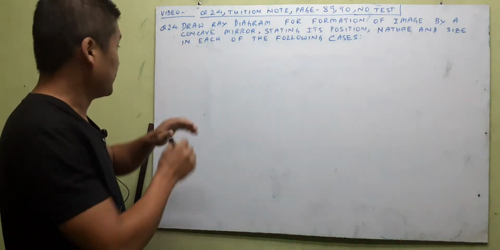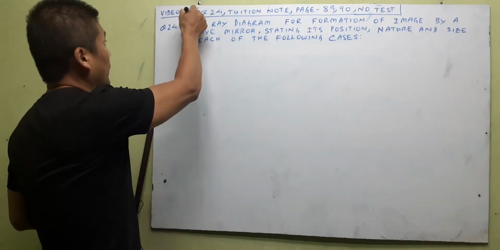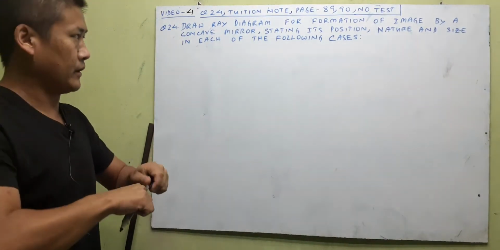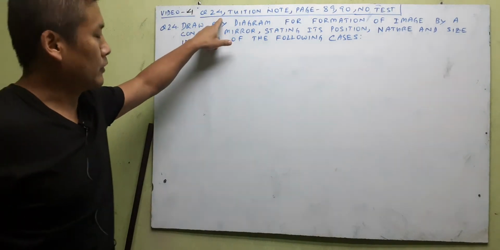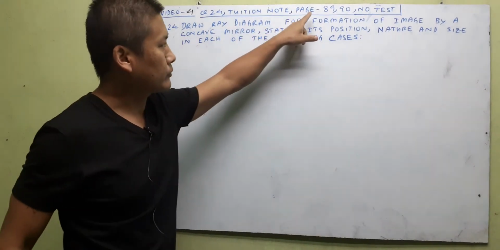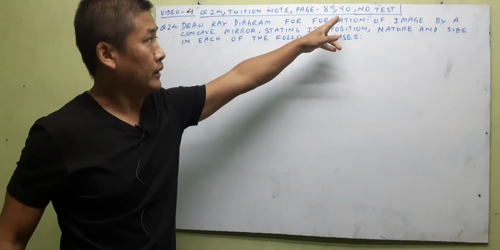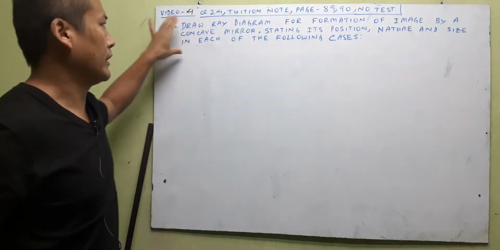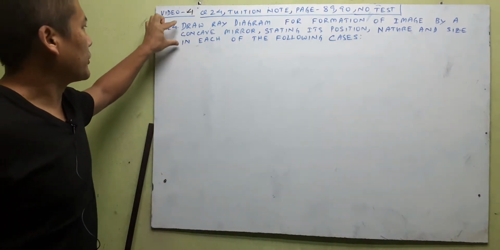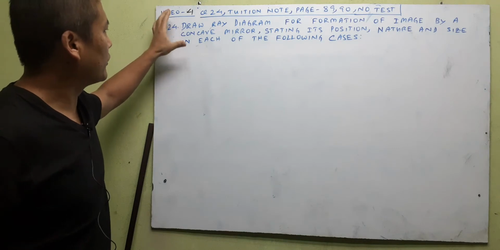Okay, so here we're going to do that question, continuing from the previous class. Question 24 on your tuition note, page 89, 90. No test for this. You can write this portion. And here's the question, okay. On your tuition copy, you follow.